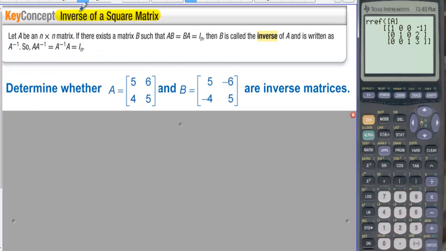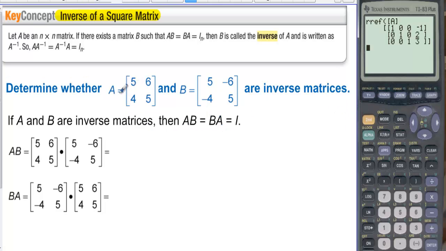Key concept, inverse of a square matrix. Let A be an n by n matrix. If there exists a matrix B such that A times B equals B times A, which gives you the identity matrix, then B is called the inverse of A and is written as A to the negative 1, or in other words, A inverse. So A times A inverse equals A inverse times A, which is going to give you the identity matrix. Determine whether A and B are inverses of each other.